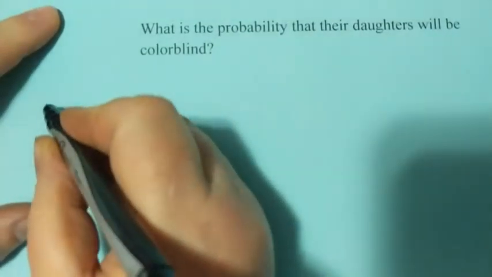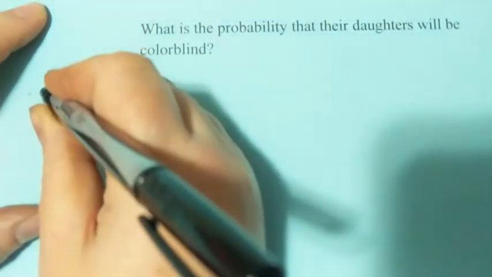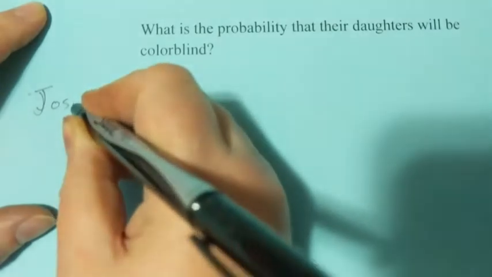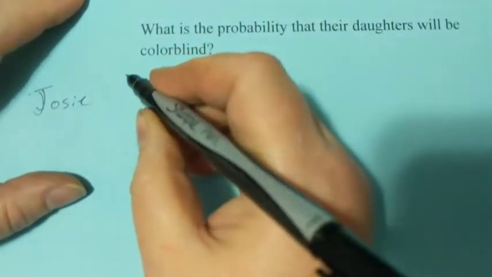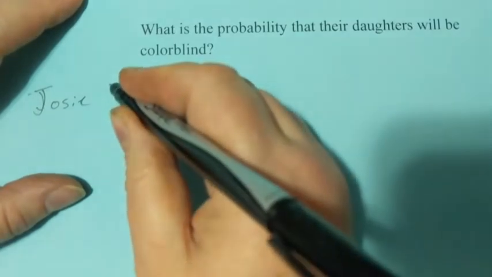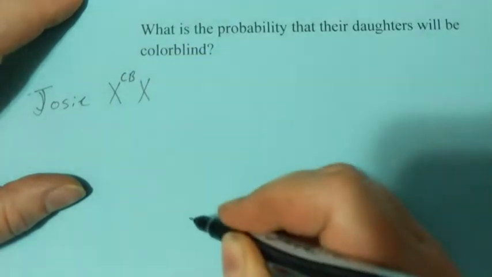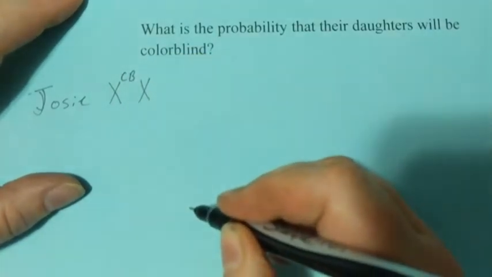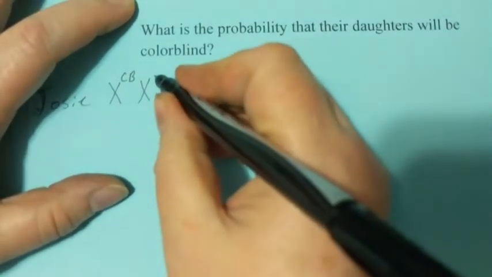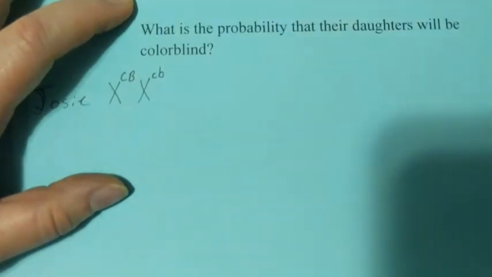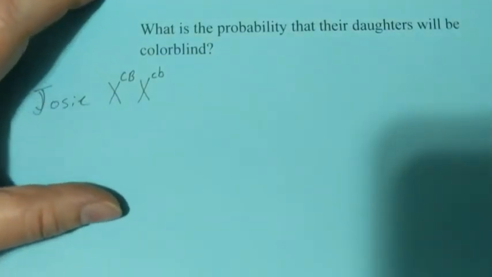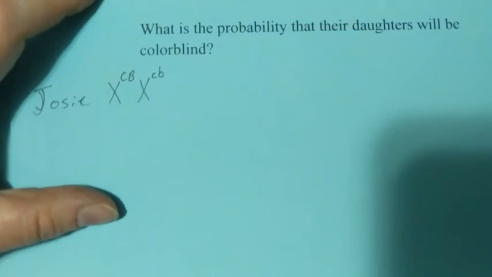So we're going to come down here, so I have some room to work. And Josie has normal vision. So I'm having a hard time watching in the camera and writing on the paper so I can see what I'm doing. So Josie has normal vision. So we know she's got one dominant copy of the gene. And her father is colorblind. Since men only have one X chromosome, that means he gave Josie his X chromosome with the gene for color blindness on it, the recessive copy of the gene.